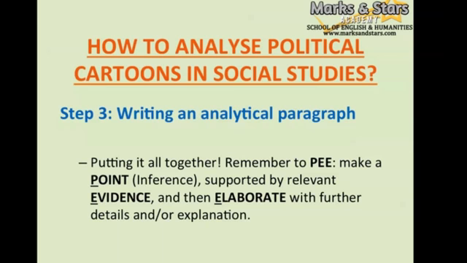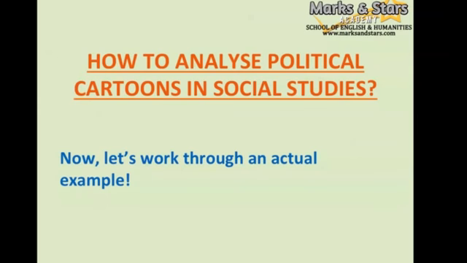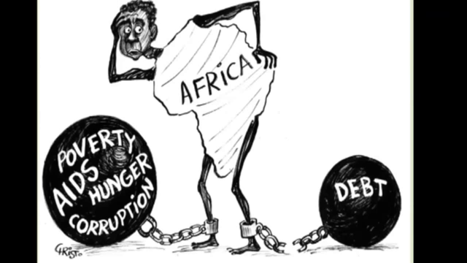Let's look at an actual example to see how we can put it into practice. Take a look at the cartoon before you. What do you see? What does the character in the picture represent? Africa? Good. How can you tell? Well, you can see that the body of the main character is drawn as the map of Africa, and of course the word Africa is written on the body of the character itself.